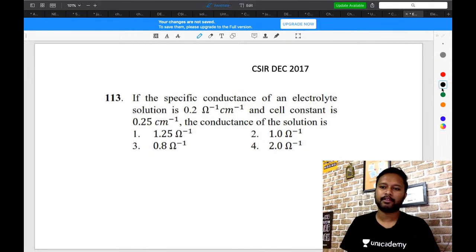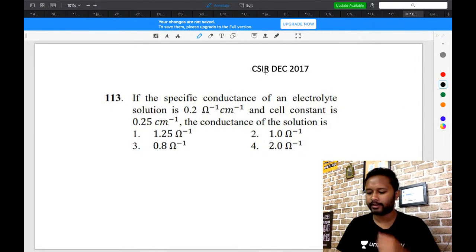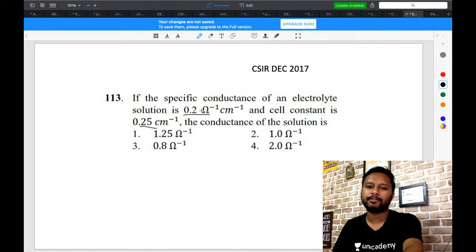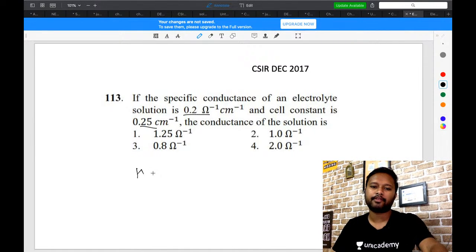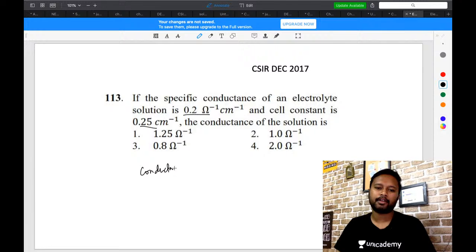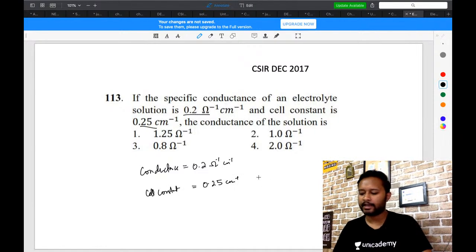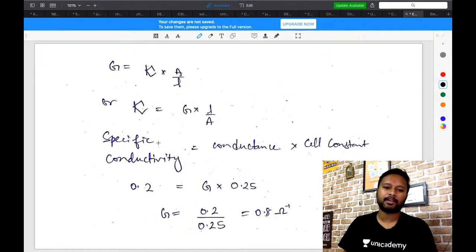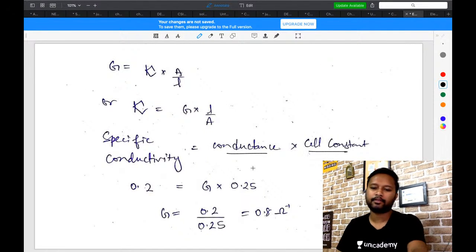Okay, let's take some questions, very simply and very easily we'll try to see. We'll take 3-4 questions and we'll end the class. So it says a specific conductance of an electrolytic solution is this much, and the cell constant is this much, find the conductance of the solution. So you are given the kappa value. It's 0.2 ohm inverse centimeter inverse, and you are given the cell constant. Remember the first formula I have discussed, that formula is going to be used. Specific conductivity is equal to conductance into cell constant. That's the formula which we'll use.